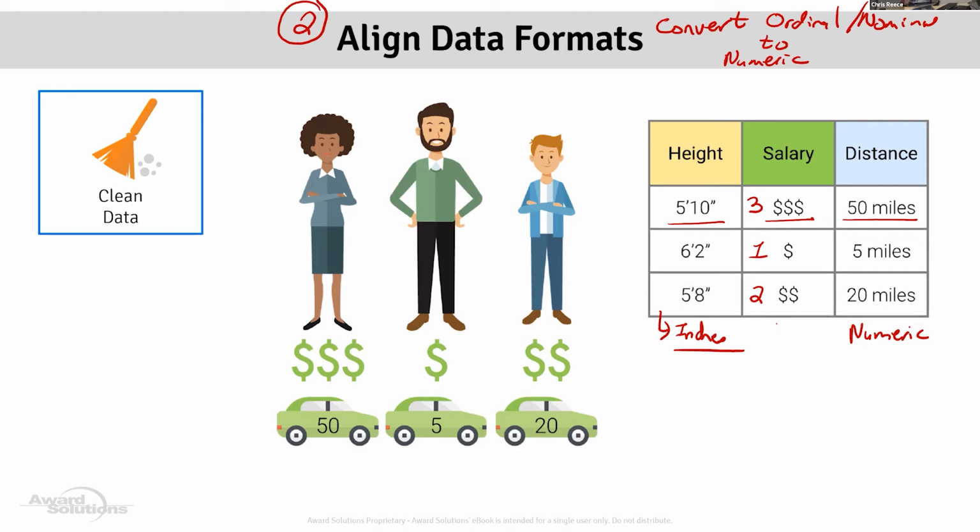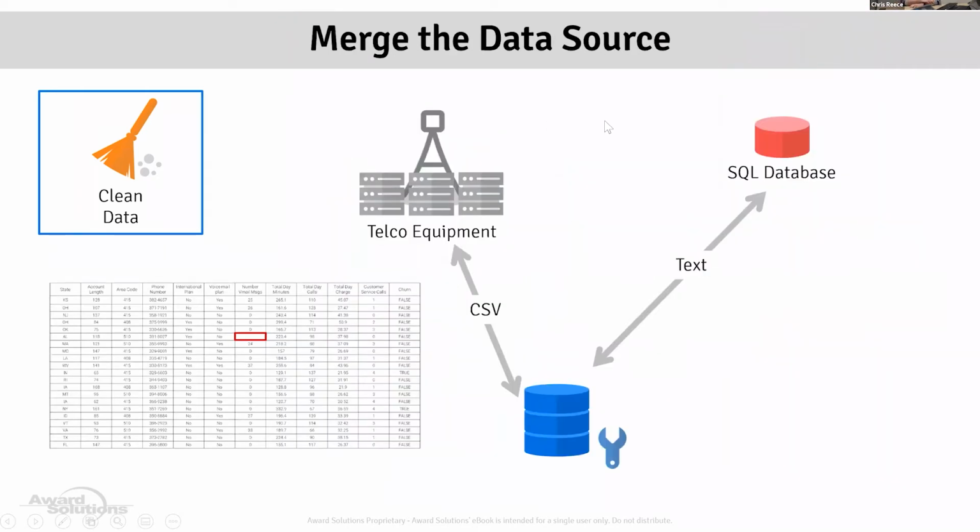Okay, so step 1, we need to remove data. Step 2, we need to align the data formats. Step 3, we need to merge the data sources. So we need to have some key that we're using to do that merging. How do I take some data from some equipment and other data from other equipment?